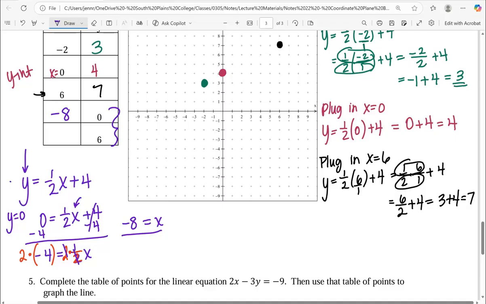Thought I was wrong for a second. Sorry, y'all. X coordinate of -8. 0 up and down. This is what we call an x-intercept.